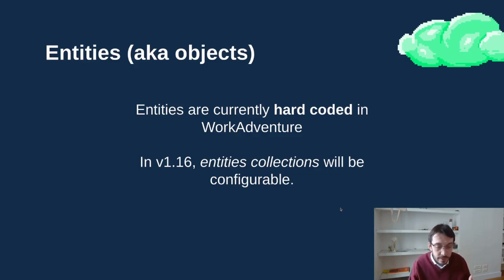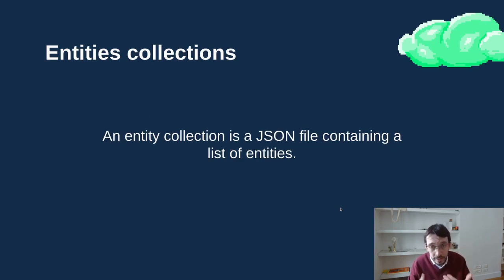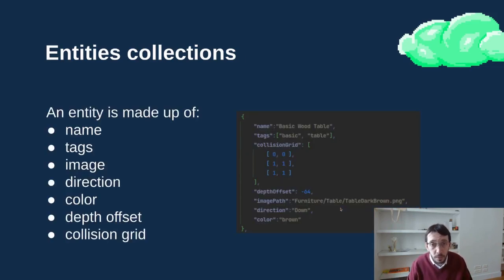At first, they will be configurable via a JSON file. Then in the future, we will design an editor for those, but at first it will be a JSON file. So I'm going to present what this JSON file looks like right now, so you can create your own collections. An entity basically is made of a name, for instance, basic root table. It has a bunch of tags. I don't know if you've seen, but you can actually search any entities by name or by tag, because the entities list will in the future be quite long, I hope.